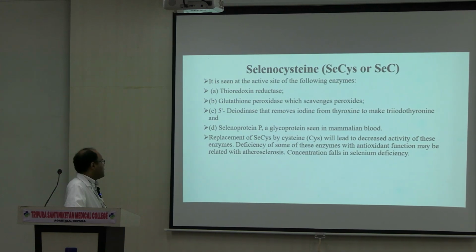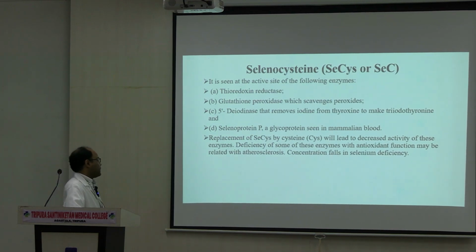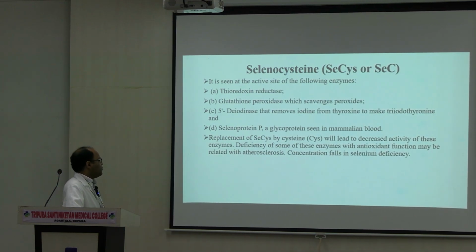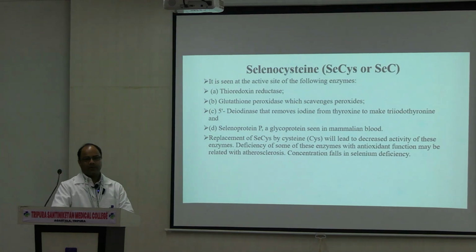Replacement of selenocysteine by cysteine will lead to decreased activity of these enzymes. Deficiency of some of the enzymes with antioxidant function may be related to atherosclerosis, and their concentration falls in selenium deficiency. This is the 21st amino acid, selenocysteine.